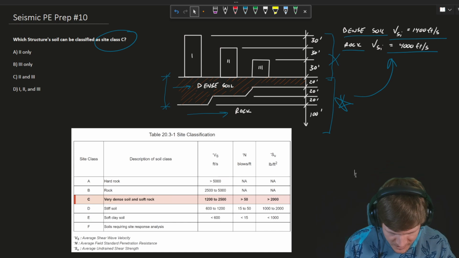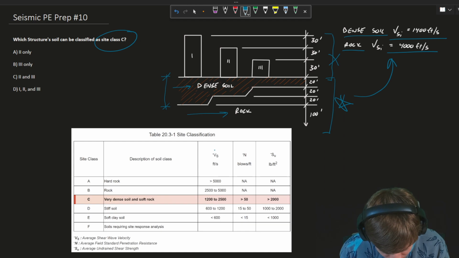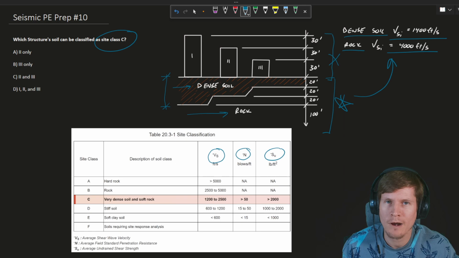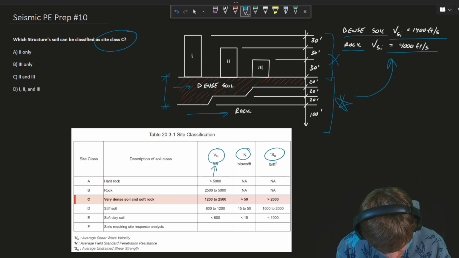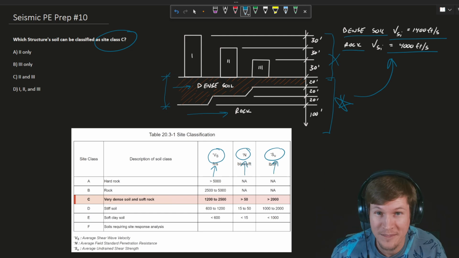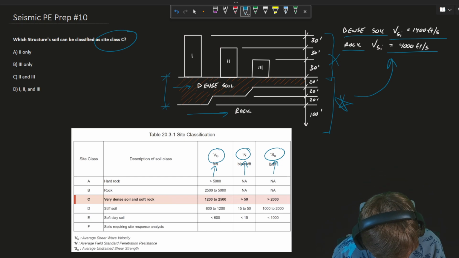But ultimately, what this table does is give you 3 different ways to determine your site class based on properties of your soil below your structure. Average shear wave velocity, average field standard penetration resistance, or average undrained shear strength. And the one thing I wasn't able to do in Word was properly create the symbol. So the line is over the top for all of these. It's not to the side.